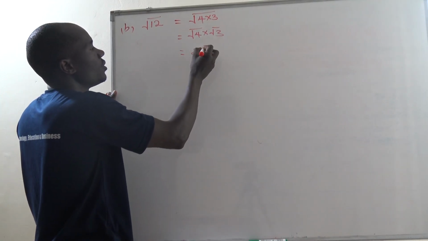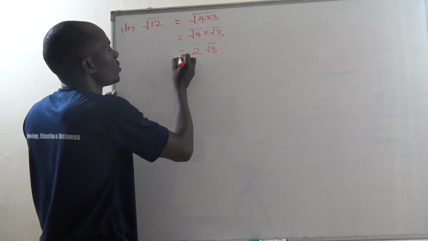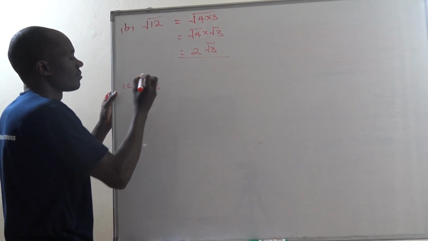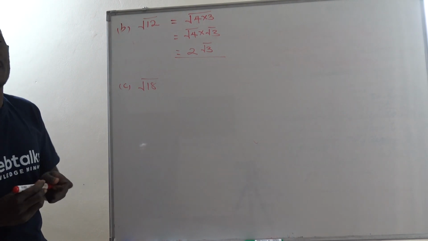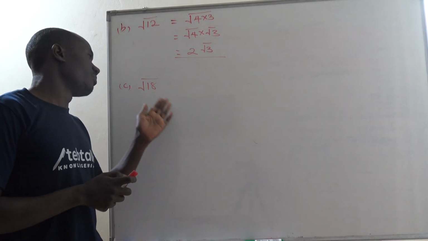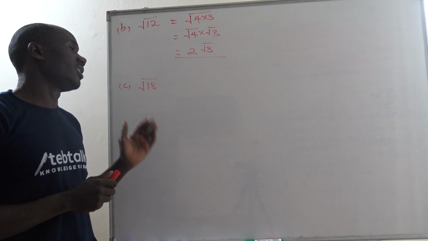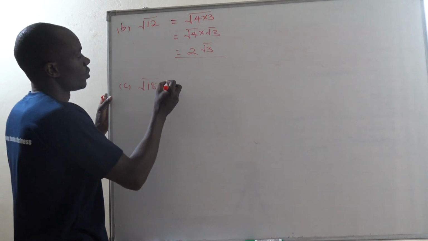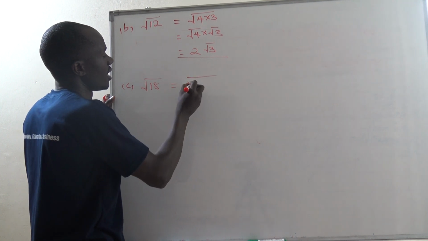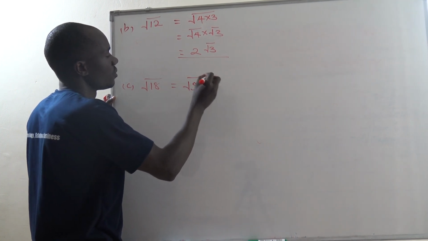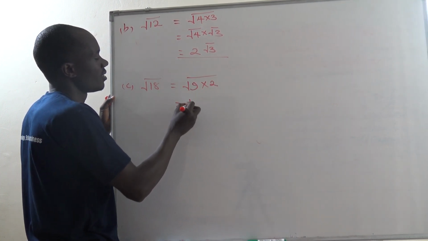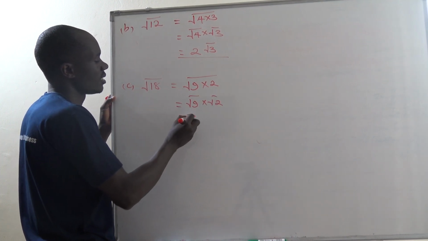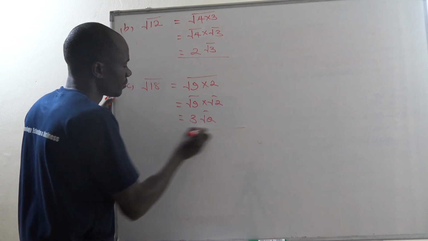The square root of 3 we don't know, it is irrational. Remains 2 root 3. Part C, root 18. Think of two numbers. When you multiply them, you come out with 18, out of which one must have a perfect square. So you can say 9 times 2. Do we know the square root of 9? Yes, that is root 9 times root 2. The square root of 9 is 3, so we get 3 root 2.